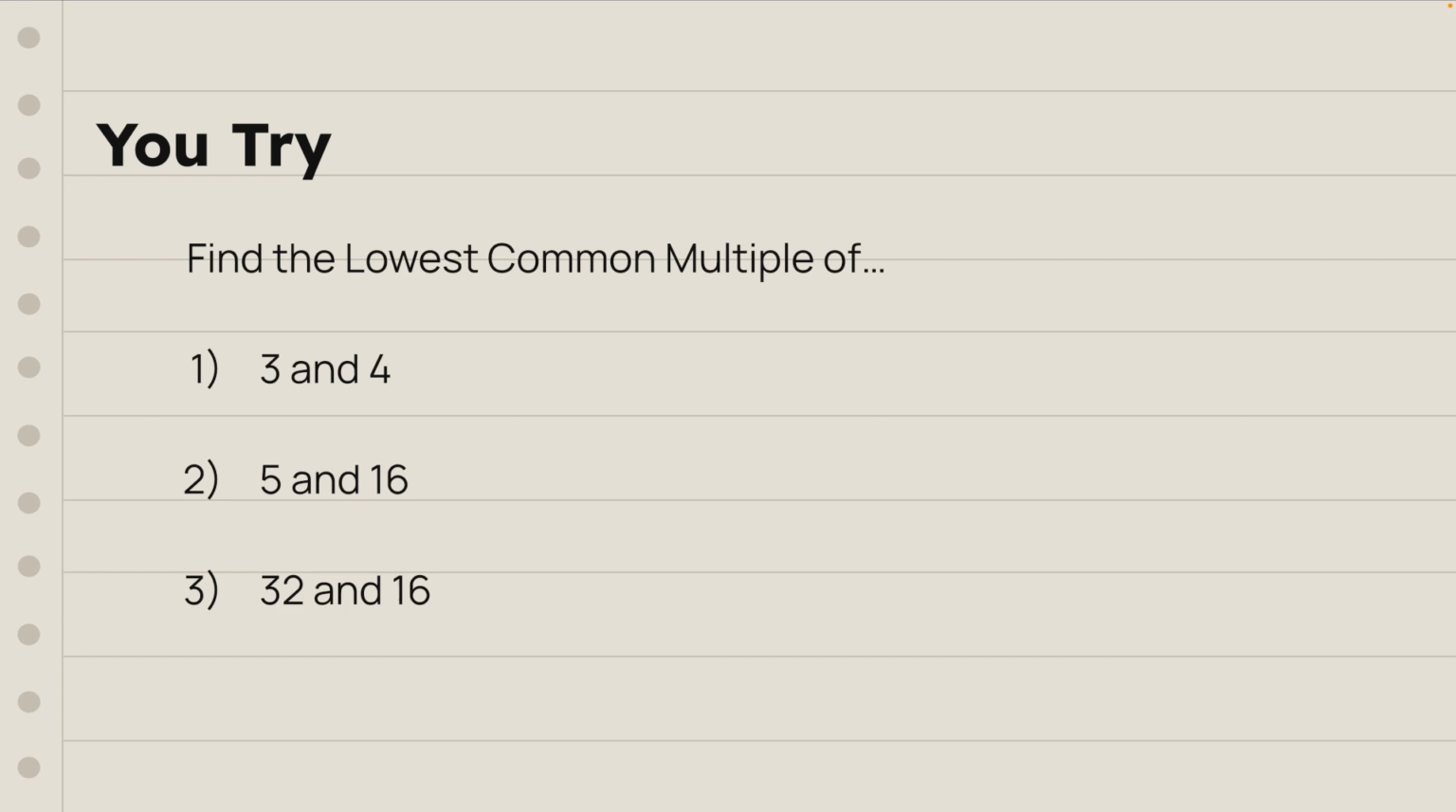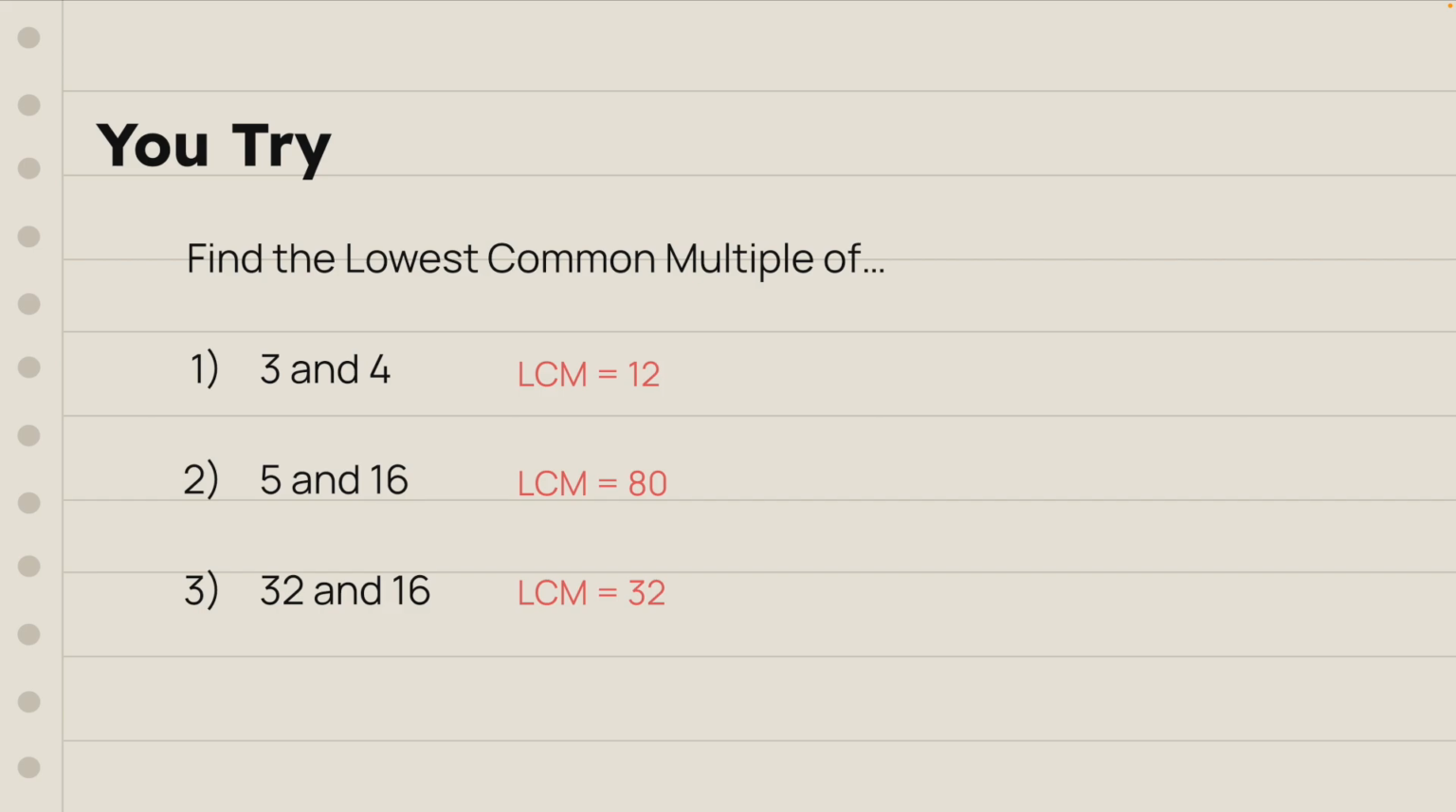Okay, so here I have 3 and 4. The lowest common multiple of those two numbers is going to be 12. For 5 and 16, the lowest common multiple is 80. And for 32 and 16, the lowest common multiple is 32.